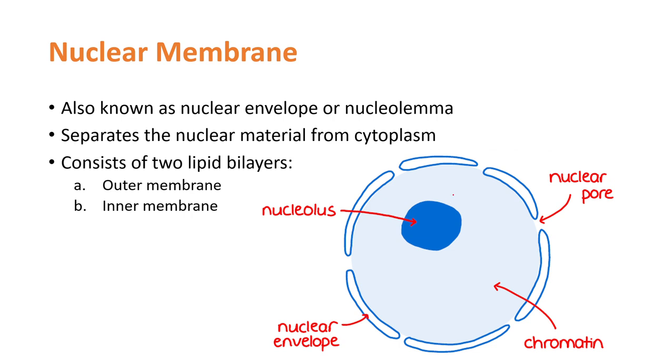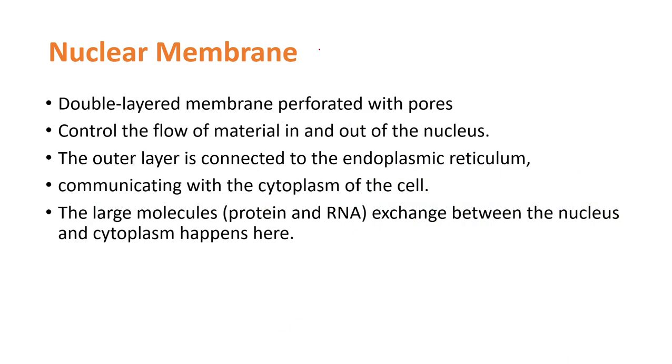So nuclear envelope, it is also known as nucleolemma, and this is important for separation of all the nuclear material from the cytoplasm. And this nuclear envelope or nucleolemma is made up of two lipid bilayers, outer membrane and inner membrane, between which the pores are present which are important for the exchange of material. The nuclear membrane is a double layered membrane perforated with pores. These pores are important for the flow of material in and out of the nucleus.